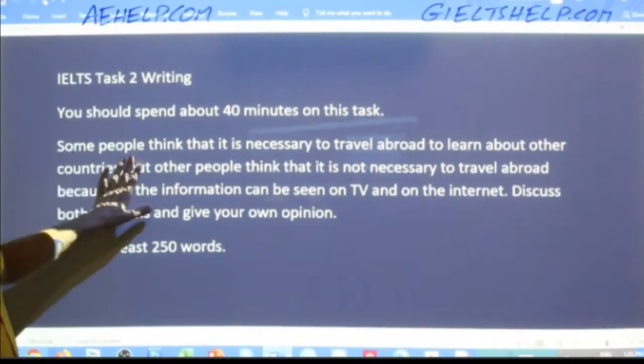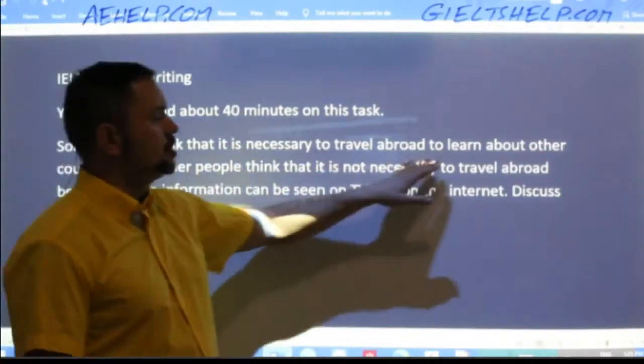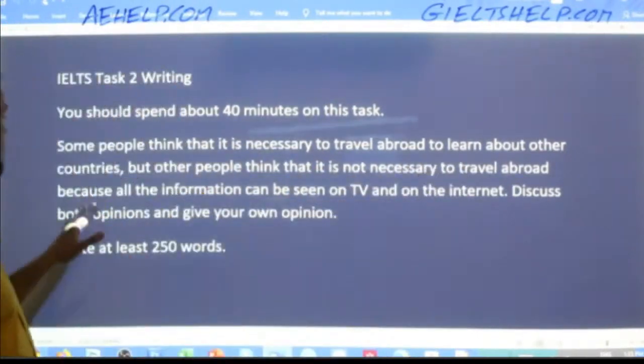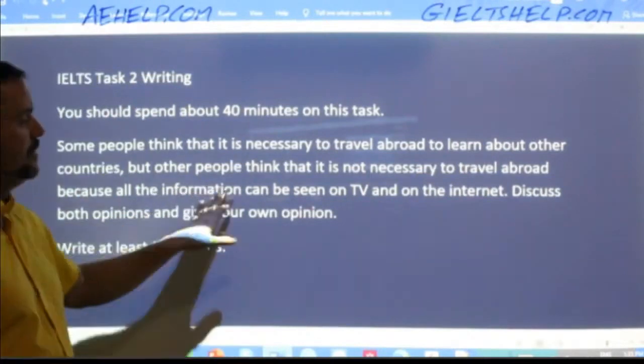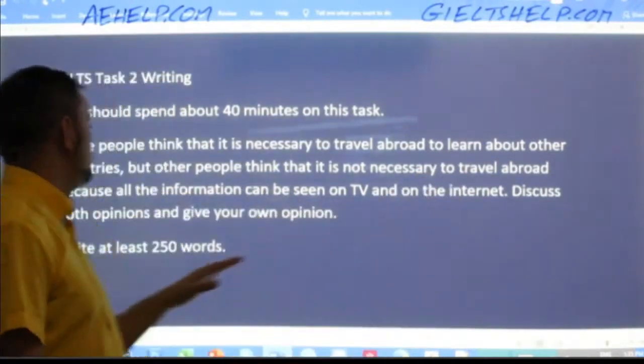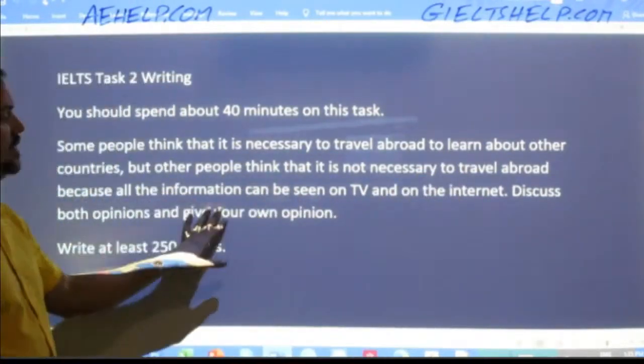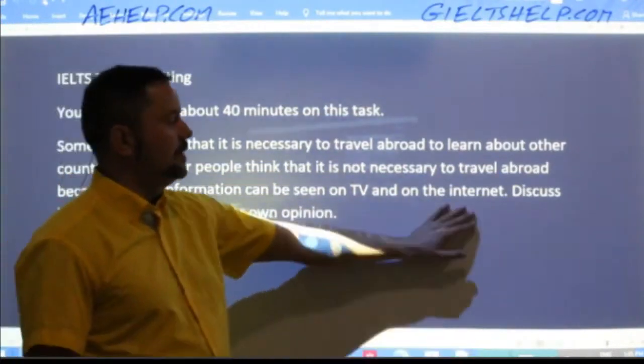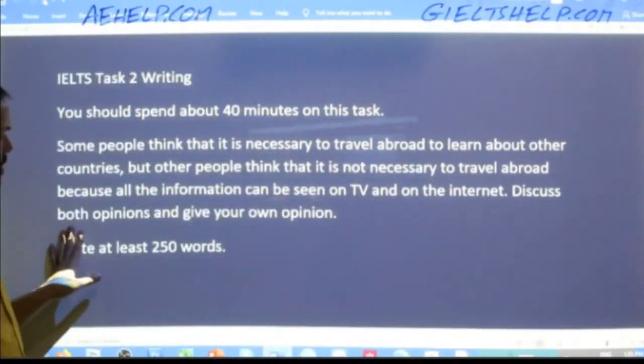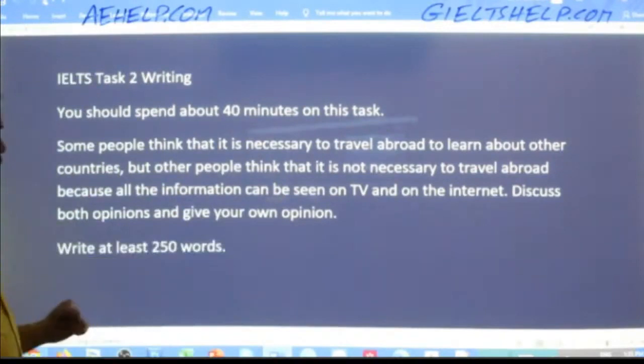Some people think that it is necessary to travel abroad to learn about other countries, but other people think that it is not necessary to travel abroad because all the information can be seen on TV and on the internet. Discuss both opinions and give your own opinion.